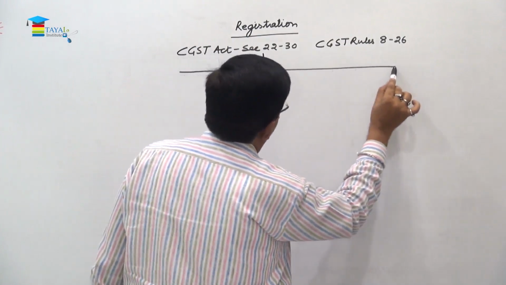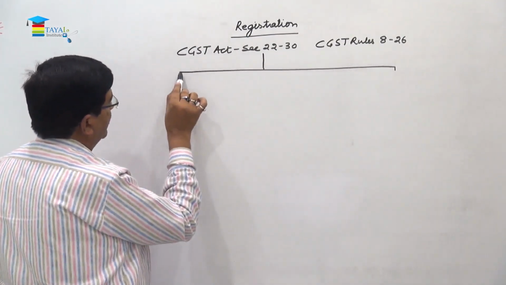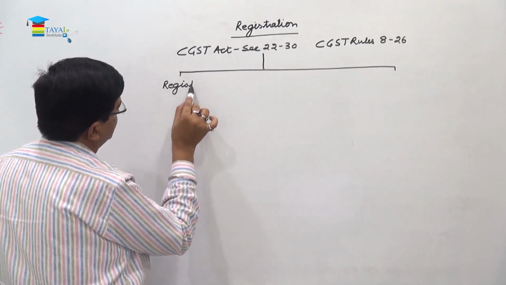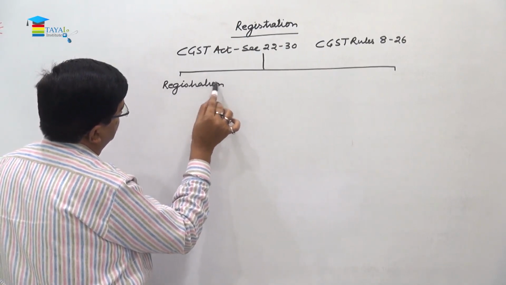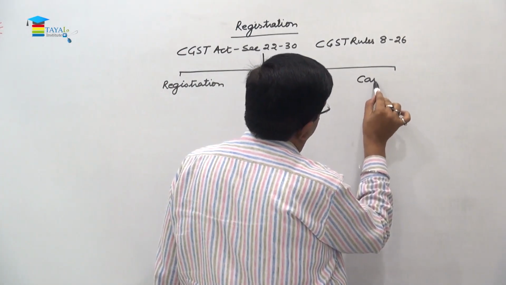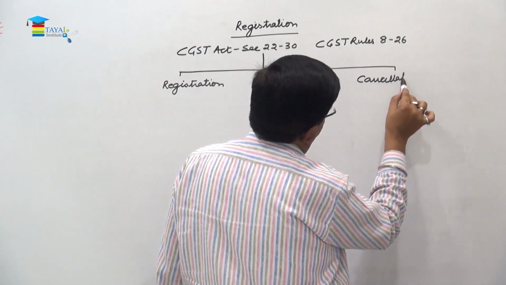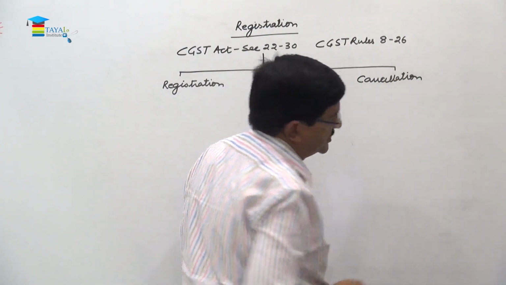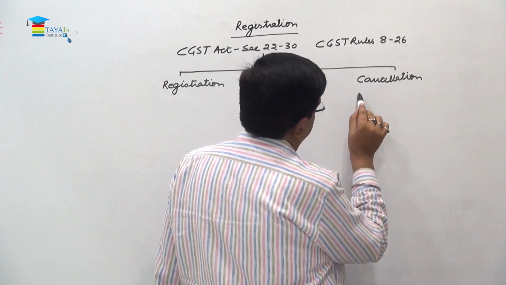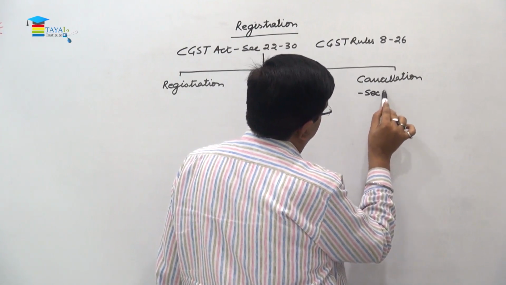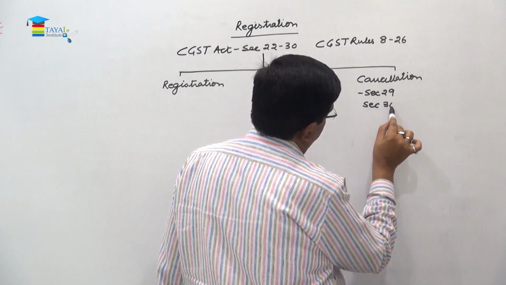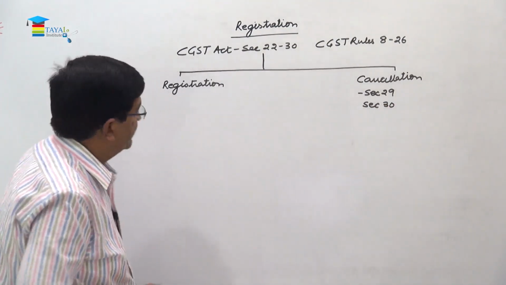this we can divide in two parts. One is for registration and another is for cancellation of registration. For the purpose of cancellation, two sections are there. This is section 29 and section 30. Two sections are relevant for this purpose.